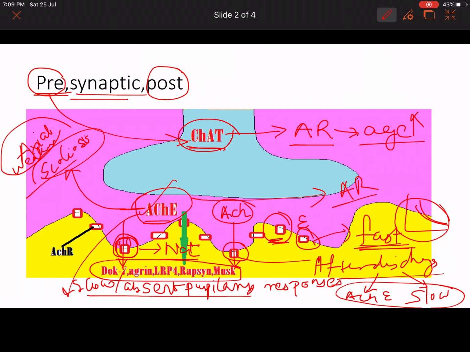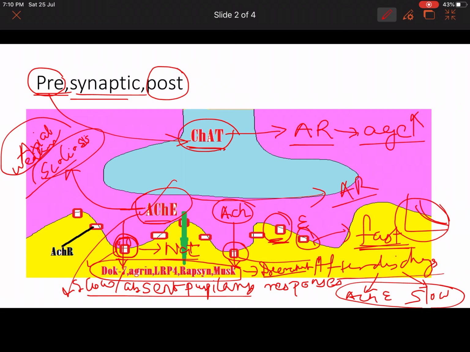Now there are other proteins which are actually responsible for aggregation of these acetylcholine receptors in the postsynaptic end plate. They are DOK7, agrin, LRP4, rapsyn, and MuSK. Okay, the genes for these proteins can also be mutated, and we can have defects leading to congenital myasthenia. These will have a decremental response on the RNST.